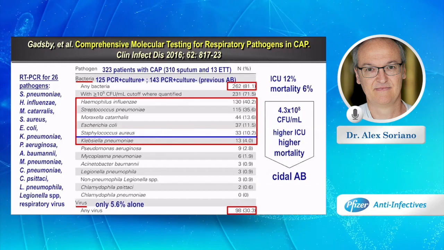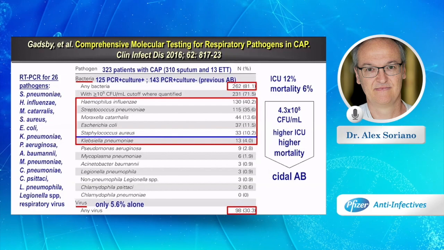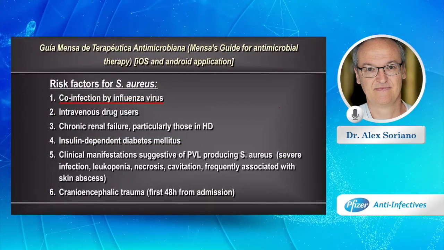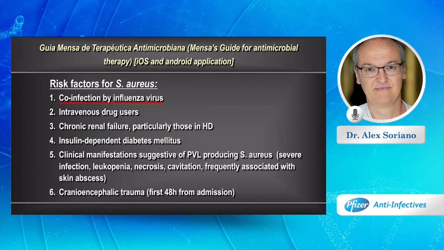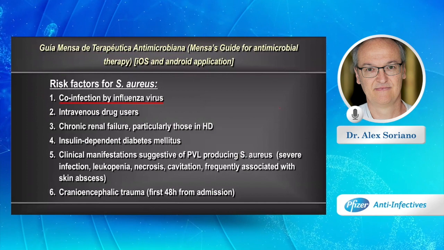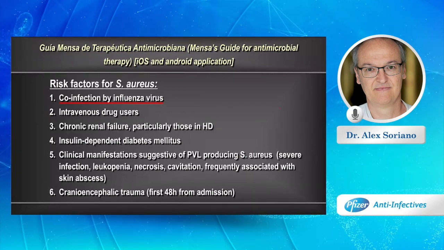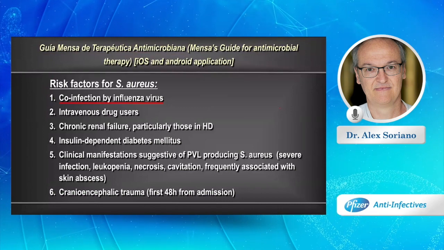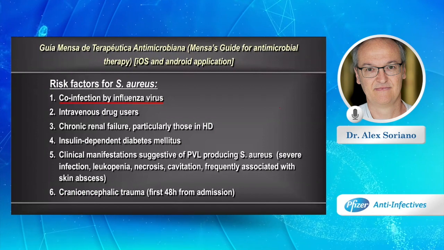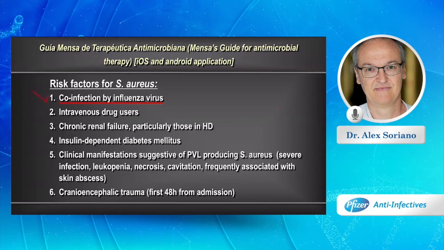When do we have to suspect Staph aureus in community-acquired pneumonia? Well, there are several risk factors. In terms of Staph aureus, you can find this information in the Mensa guide for antimicrobial therapy, which is an iOS or Android application. Here you will find, among many other pieces of information, that the risk factors for community-acquired pneumonia by Staph aureus include mainly influenza virus infection. Of course, this is one of the leading factors.